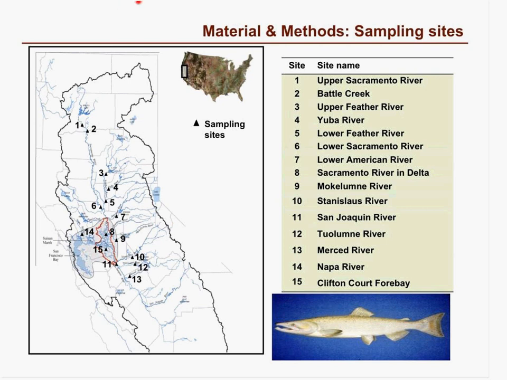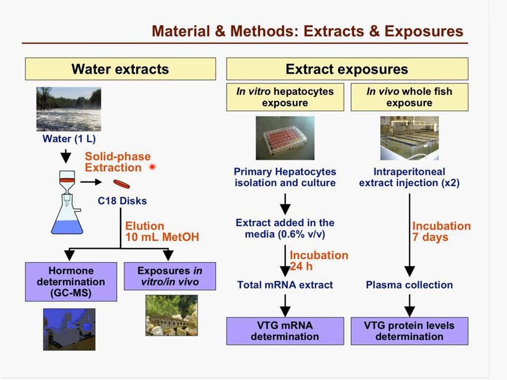And what we did is we essentially took water from these locations, and then we extracted that water across these C18 discs. This allowed the disc to be essentially frozen and sent to our laboratory, where it could then be diluted with a solvent and evaluated chemically for hormones, which is what Sedlak's group did, and biological activity, which is what our group did.